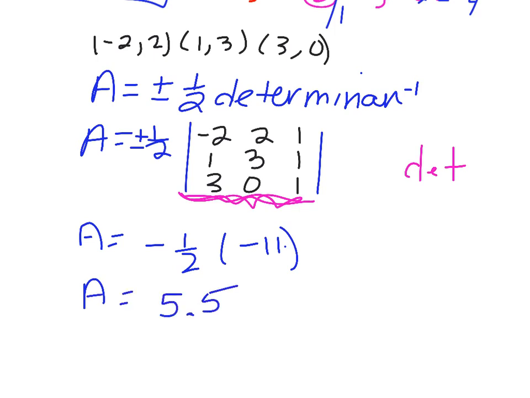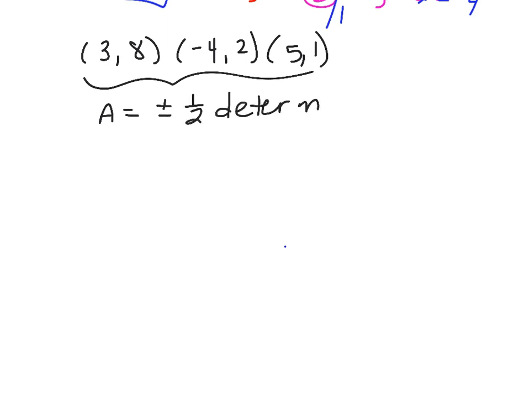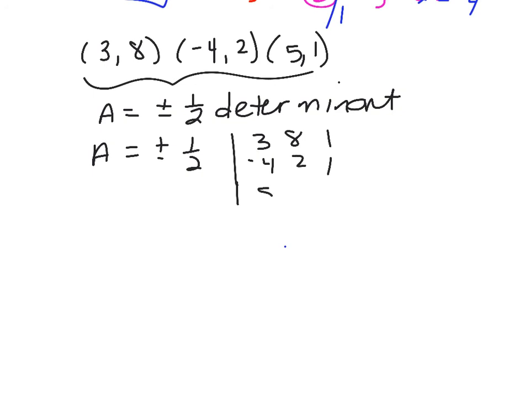Okay, so let's take a look at 4b. So I want to find the area of the triangle from these vertices here. So I start off by writing A equals plus minus 1/2 the determinant. So I'm going to set up the determinant. It's plus minus 1/2, 3, 8, 1, negative 4, 2, 1, 5, 1, 1.